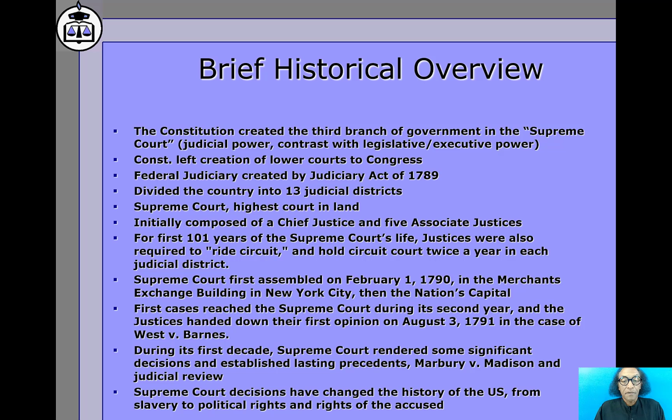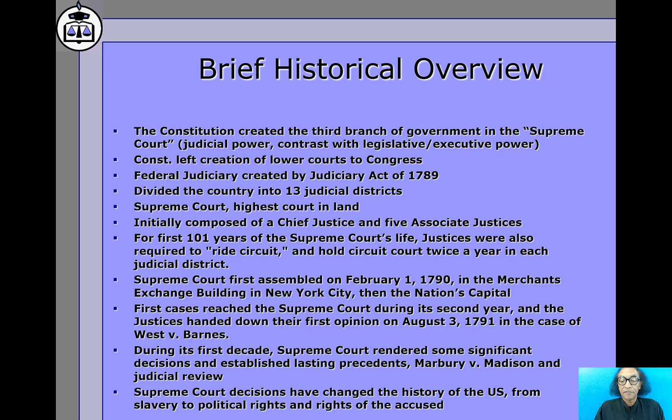The federal judiciary, other than the Supreme Court, which is created in the Constitution, was created by Congress in the Judiciary Act of 1789, and in that act, Congress divided the country into 13 judicial districts, and all of them, of course, subject to the highest judicial authority, which is the Supreme Court.